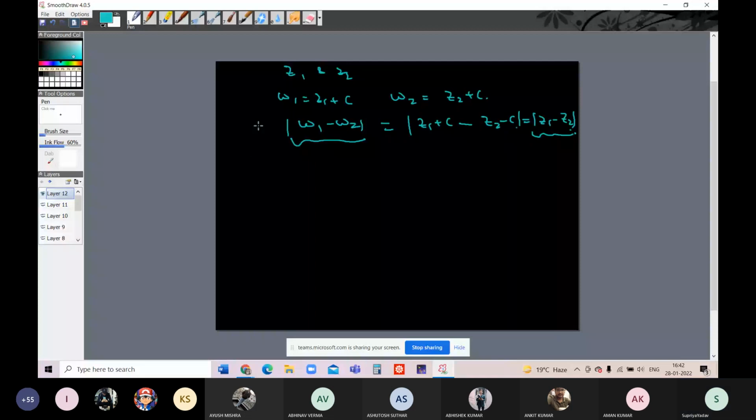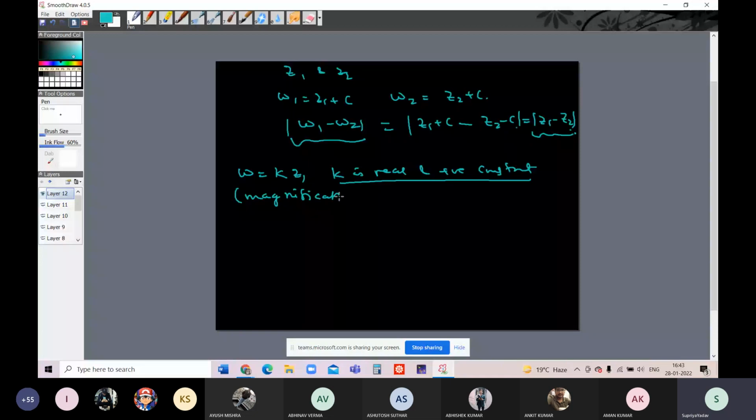Next is magnification or contraction mapping. This is a mapping of this type, w equals kz, where k is a real and positive constant. This is a real and positive constant. It is also known as magnification or contraction mapping.